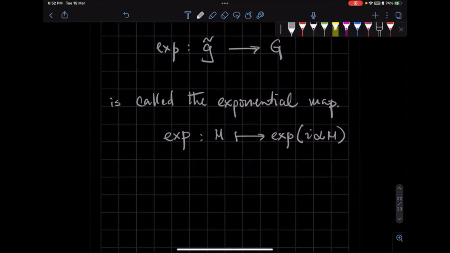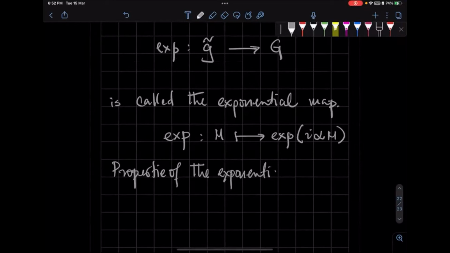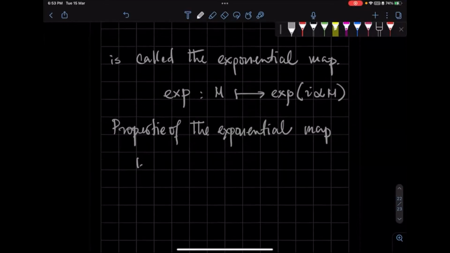So the exponential map has the following properties. Number one is that if the parameter is 0, then we just have the identity element, okay? Or maybe, because it's a more general thing, let's write it like this, okay?